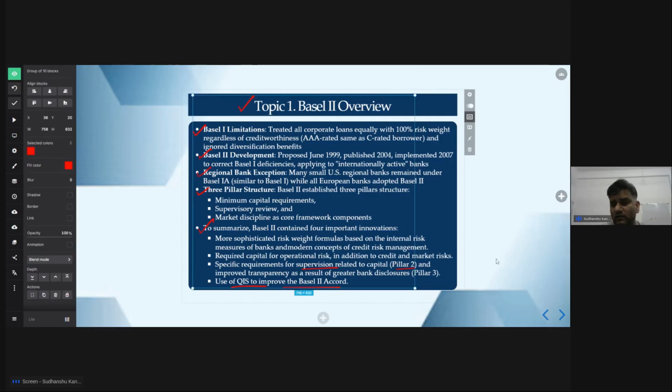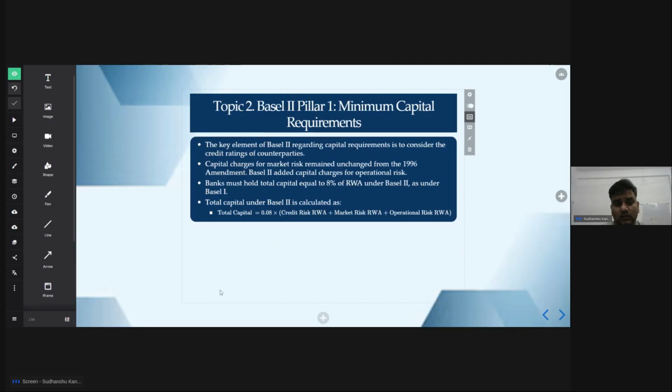Okay, once we have understood this, the next thing we need to understand is topic two, which is Basel 2 pillar one with the minimum capital requirements. The core idea here is that your capital requirement should depend on the credit quality of your counterparties. This is the single biggest shift from Basel one risk coverage.